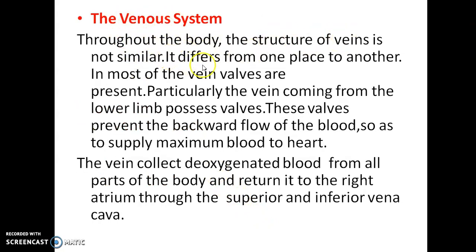Venous system: the structure of veins is not similar throughout the body. It differs from place to place. In most veins valves are present, particularly the veins coming from the lower limb possess valves. These valves prevent the backward flow of blood so as to supply the maximum blood to the heart. The veins collect the deoxygenated blood from all parts of the body and return it to the right atrium through the superior and inferior vena cava.